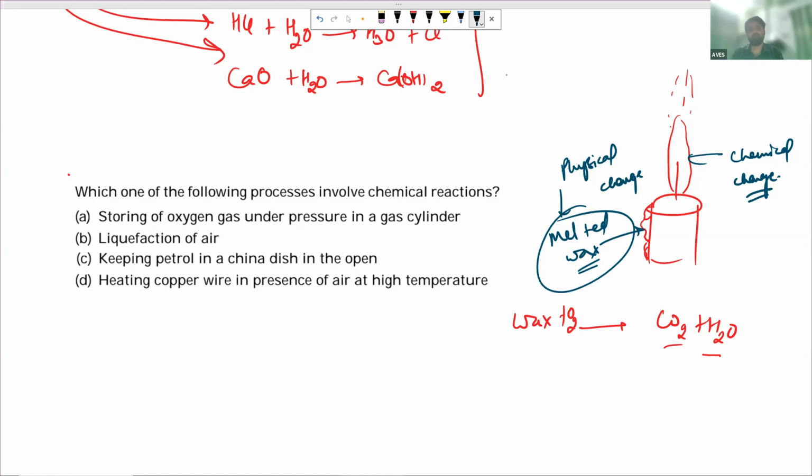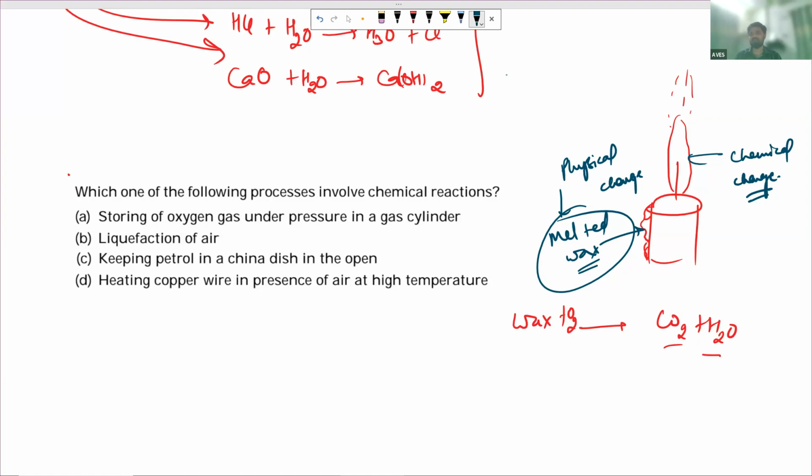Tell me, which one of the following processes involves a chemical change? Heating copper wire in presence of air at high temperature. When you heat something, for example heating water, is it a chemical change or a physical change? Physical. So why is heating of copper a chemical change?